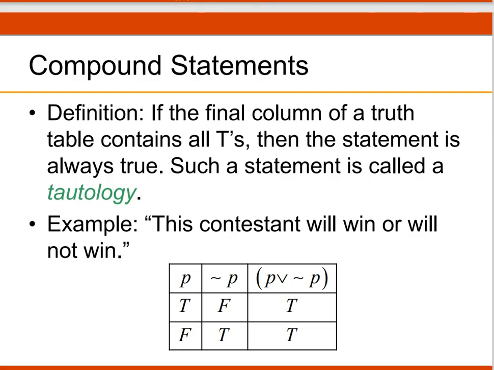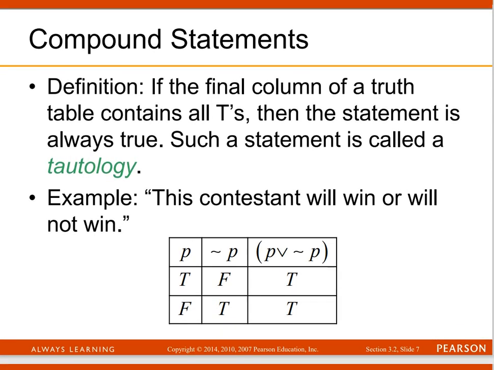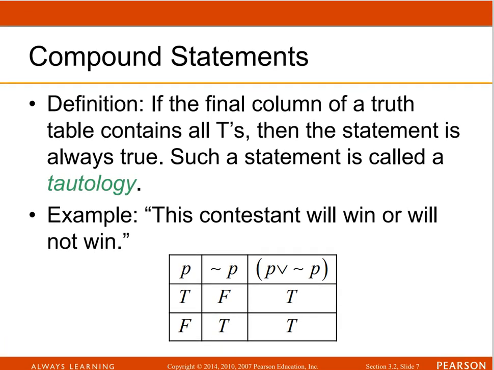Okay. All right, now here we go into compound statements. If the final column of a truth table contains all T's, then the statement is always true, and they call that a tautology. So here's an example of this. This contestant will win or will not win.